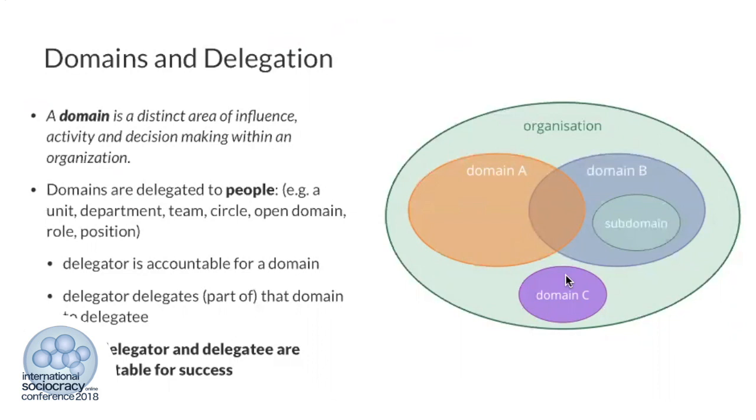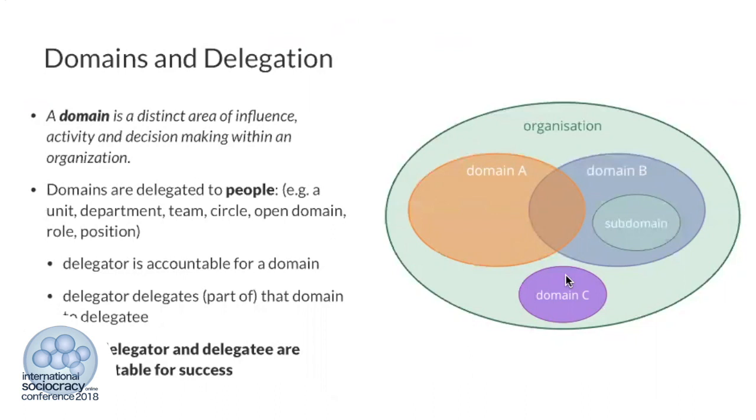You can see that in the illustration. There are a few domains. Some are nested within other domains. Some are overlapping. And these overlaps happen because sometimes you have a shared area of responsibility, and sometimes people were just lazy and didn't clarify the domains well enough. Both of these things happen in real life. And these domains are delegated to people, to a group of people, as in a circle or a team or a department, or to a role or position.